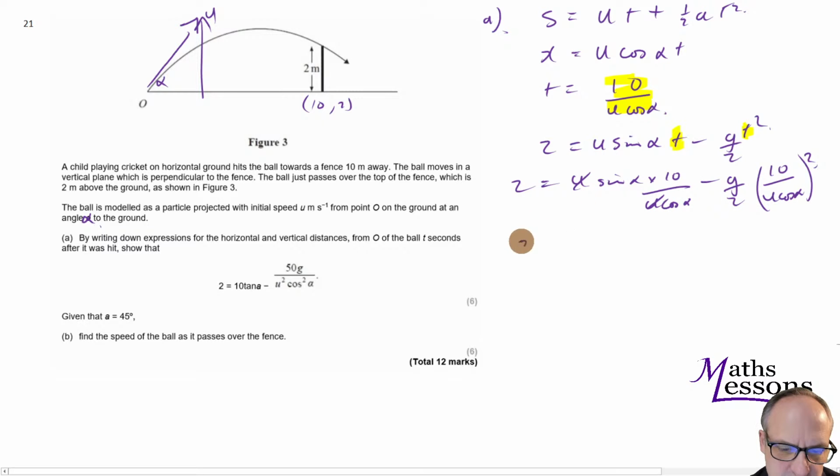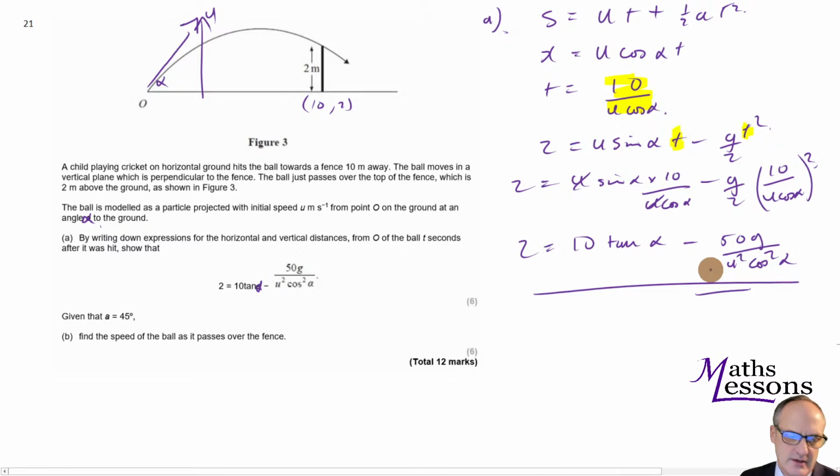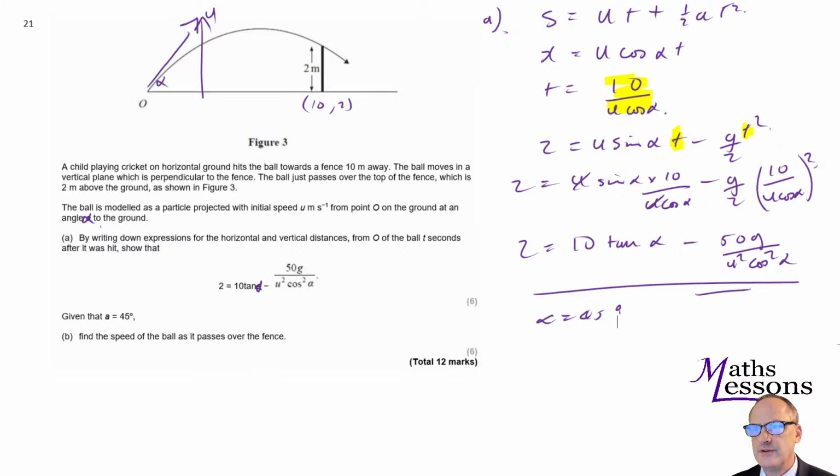Now let's multiply this out. So we're going to get 10 tan alpha, which is nice. It's annoying that they got the a and the alpha there. Sorry about that, I didn't spot that. I just assumed it was all alphas. I hope you did too. So what we're going to get, 10 squared is 100, divided by 2 is 50g, and then we're going to be over u squared cos squared alpha, which we've done. Now we're told that alpha equals 45 degrees. Find the speed at which the ball passes over the fence.